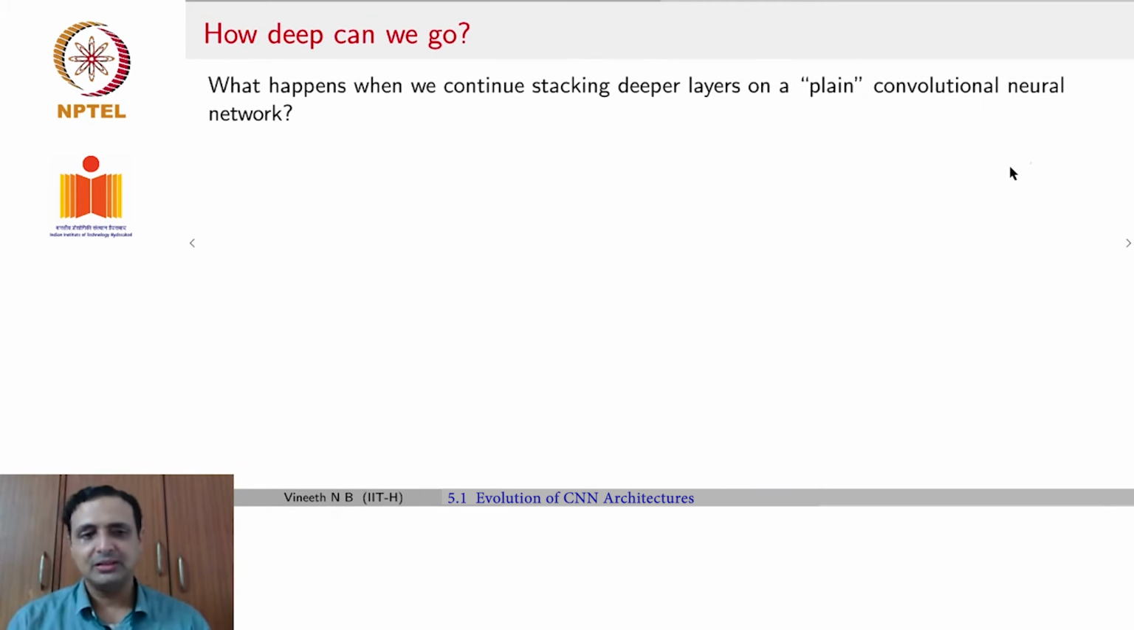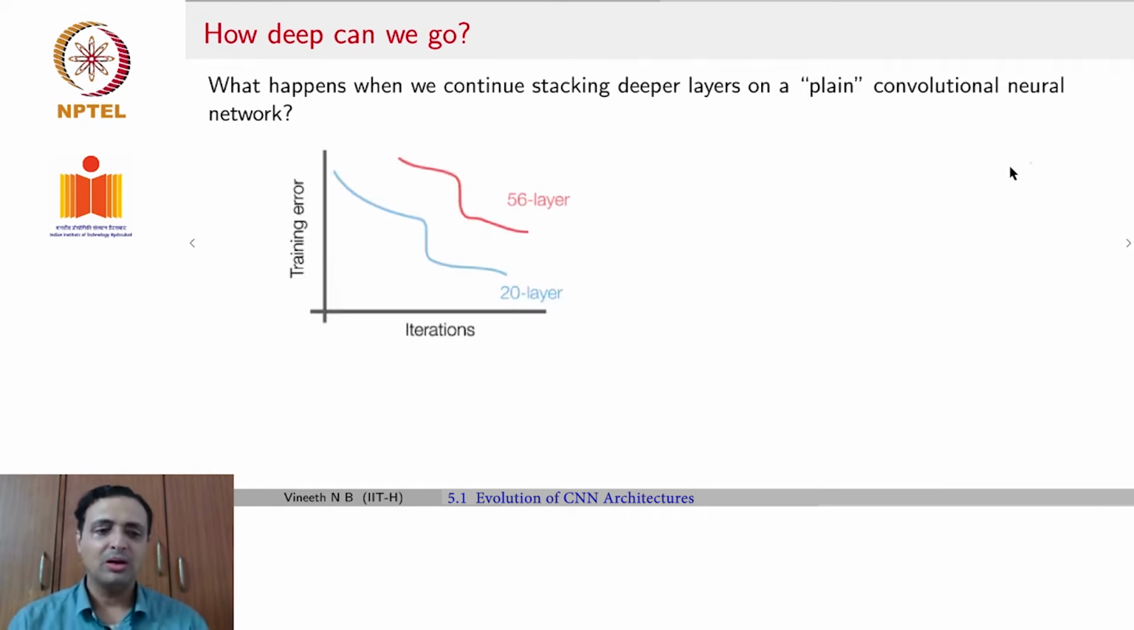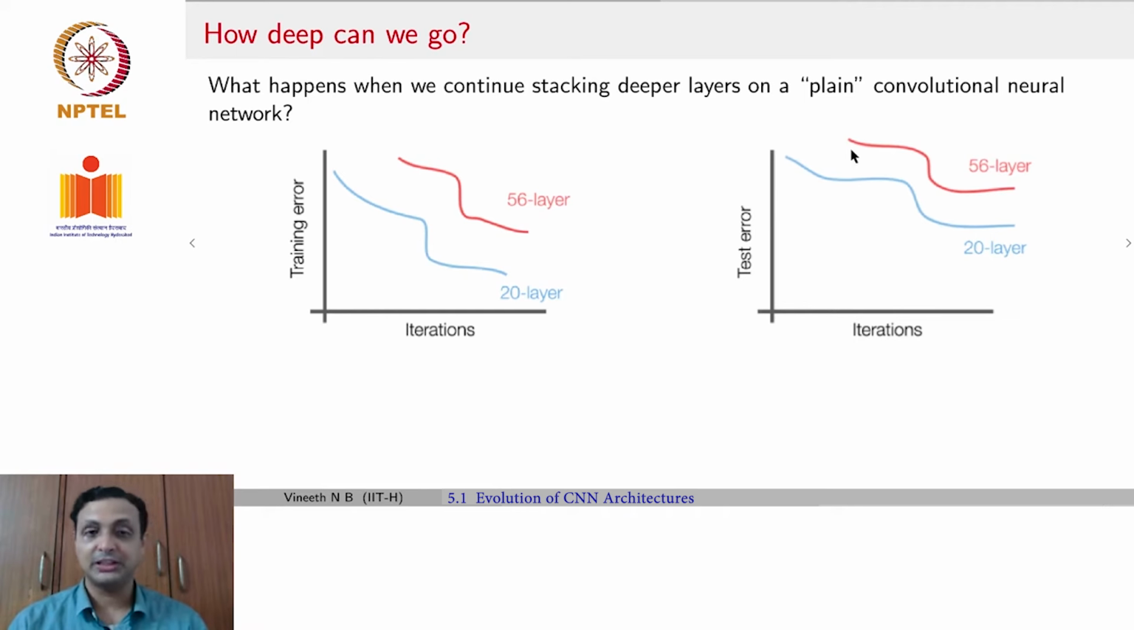While asking this question, they tried to understand how deep you can go with a CNN. And when they studied stacking deeper and deeper layers on a plain CNN, they found that a 20-layer CNN had a lower training error over the iterations of training than a 56-layer CNN. This was a little non-intuitive. And the same observation was also made on the test error in the same setting. So the 20-layer CNN had a lower test error over iterations when compared to a 56-layer CNN.